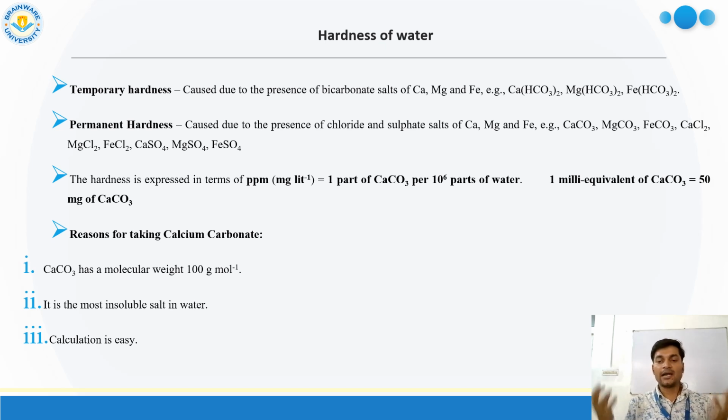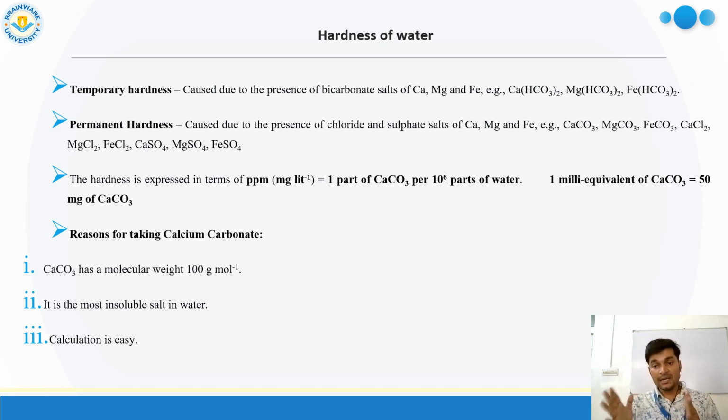We have already told that hardness is responsible for the calcium, magnesium, iron, bicarbonate, chloride, sulfate salts, right? So temporary hardness is normally bicarbonate, the calcium, magnesium, iron bicarbonate. Most of the time, if you boil it, this bicarbonate is converted into carbonate, and carbon dioxide may go out, and the water becomes drinkable and soft in nature.